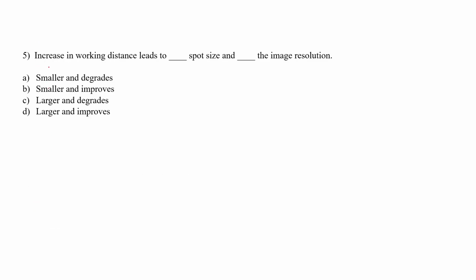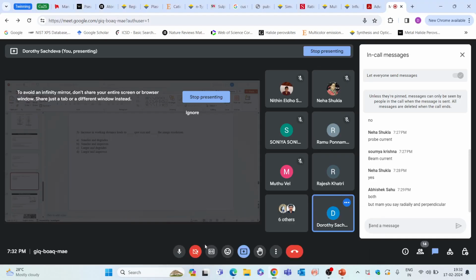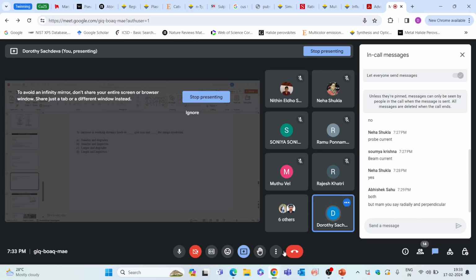The last question says that the increase in working distance, this we discussed in the last slide only. Can anybody tell me? Increase in working distance leads to dash spot size and dash the image resolution. This we discussed in the last discussion slide only. Option C, which says larger and degrades. Yes. So if we increase the working distance, the spot size will be larger and the image resolution will be smaller. So the image resolution will be degraded.